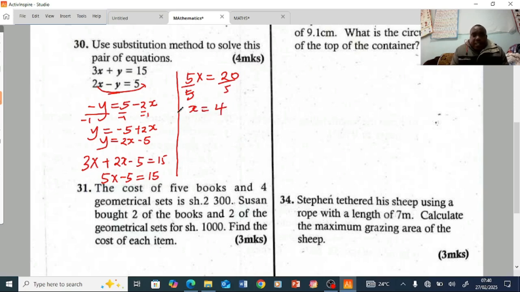Now from there, we substitute for y. So y is equal to 2x, but x is equal to 4, minus 5. So y is equal to 8 minus 5. y is equal to 3. And with that one, you are done.